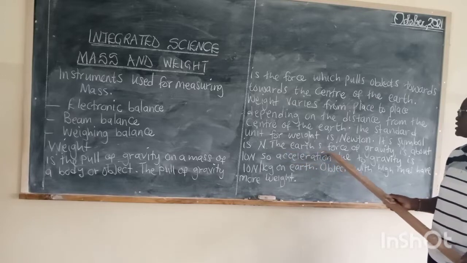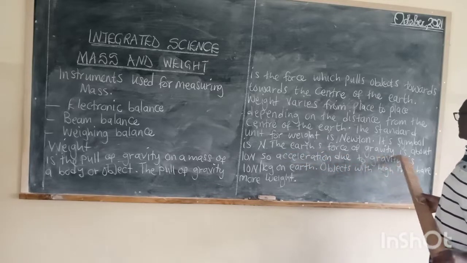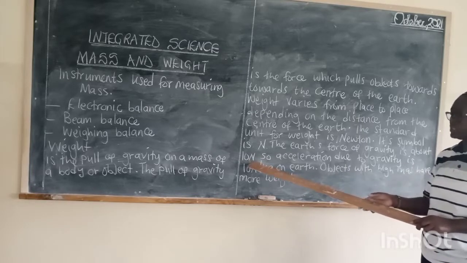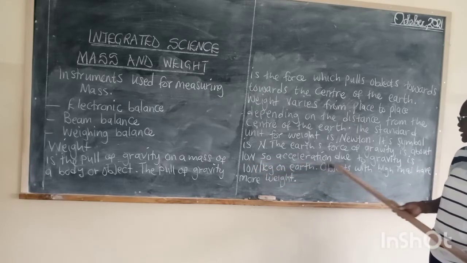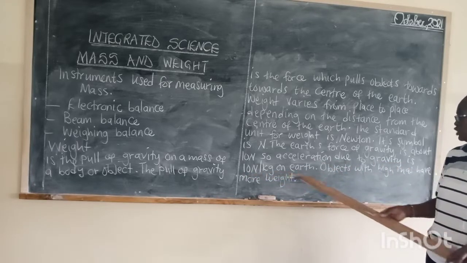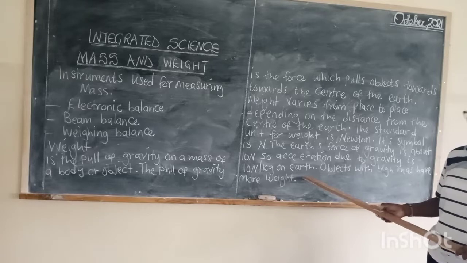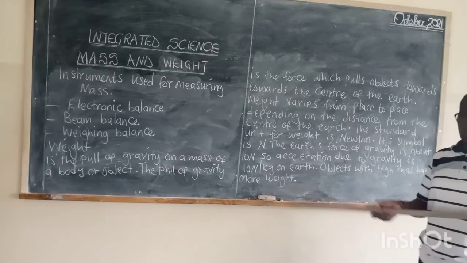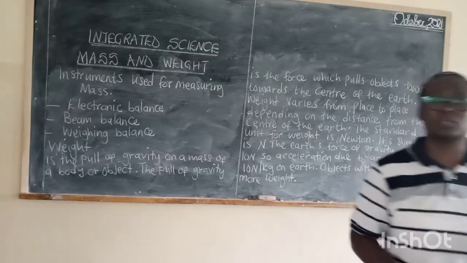So the Earth's force of gravity is about 10 Newton. This is what they calculated. So which means that the acceleration due to gravity is 10 Newton per kg on Earth. And objects with high mass have more weight. So now let us see how we can do the calculation.